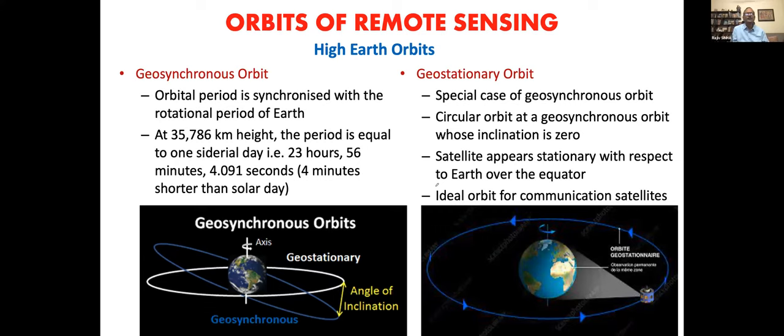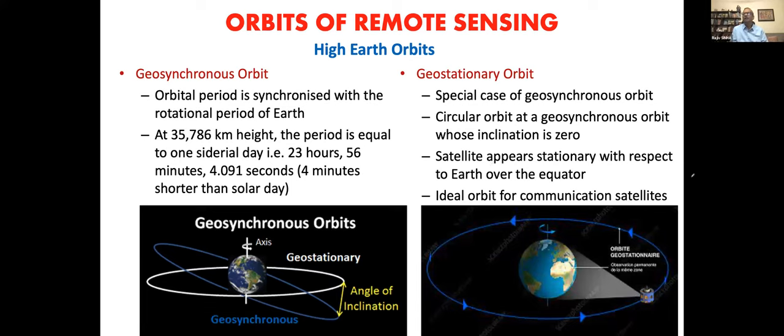So if you consider the height of these satellites, this period is equal to about one sidereal day, which is about 23 hours 56 minutes, and it's almost like 24 hours a day. So in the same time, the Earth is rotating and the satellite is orbiting at the same kind of speed, okay? So it's called geosynchronous orbit. Then we have a geostationary orbit, which is a special case of the geosynchronous orbit.